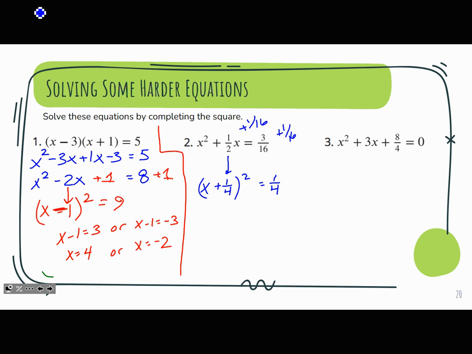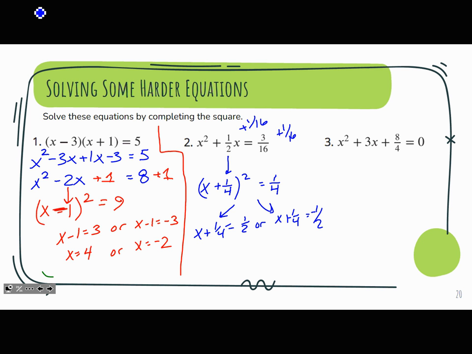Two equations, right? So we write two equations. X plus 1/4 equals, okay, what times what gets you a 4th? Oh, we just did that. Isn't that 1/2? Or x plus 1/4 equals negative 1/2. Because 1/2 times 1/2 is 1/4, and so is negative 1/2 times negative 1/2.